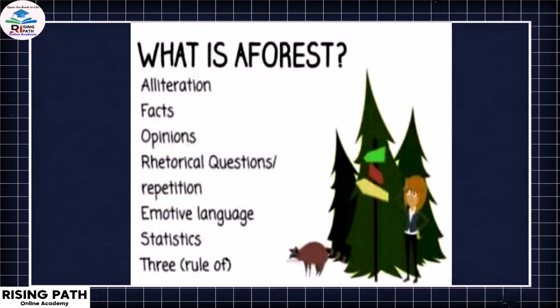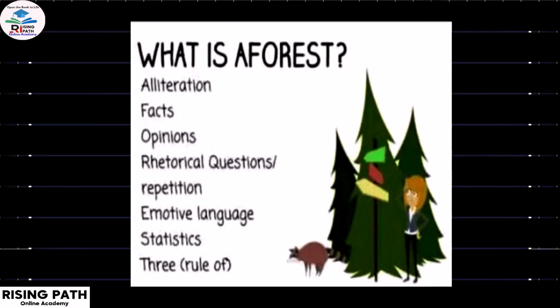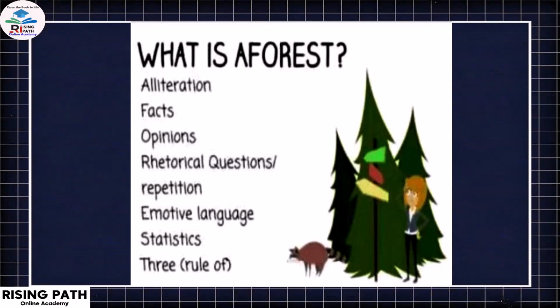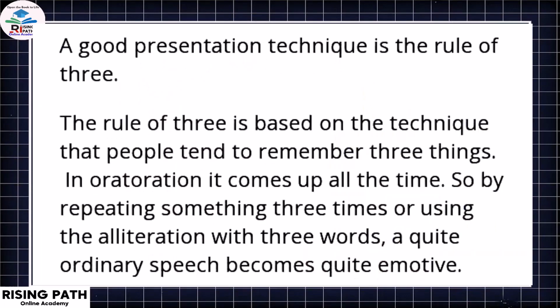But first you have to understand it, and you have to collect and compile some vocabulary, some sample sentences. As you can see on this slide, this is very useful information about the last point of the acronym AFOREST, the second last one, that is the rule of 3. A good presentation technique is the rule of 3. What is it? The rule of 3 is based on the idea that people tend to remember 3 things in oration. It comes up all the time.